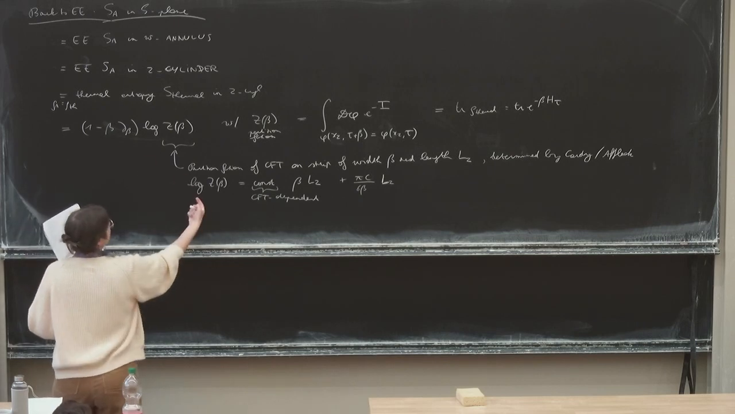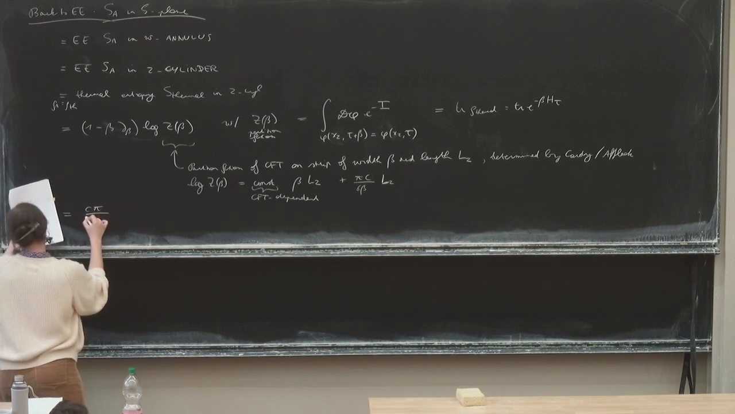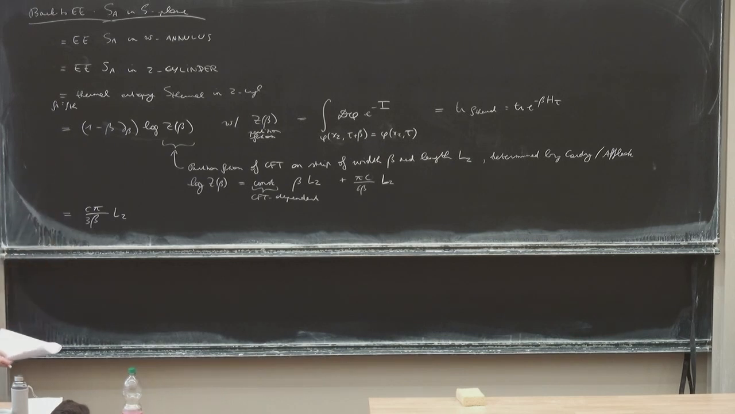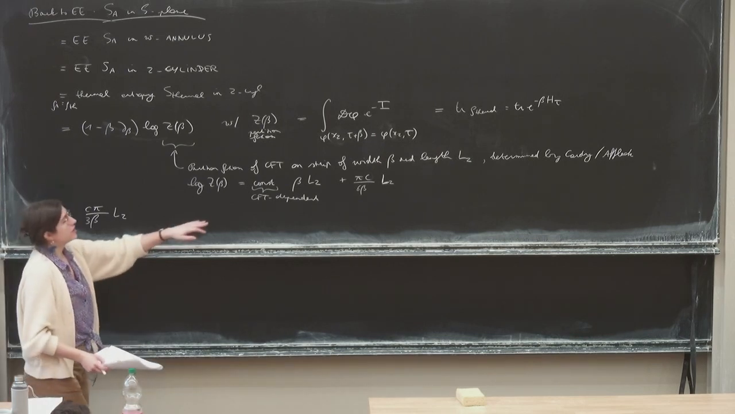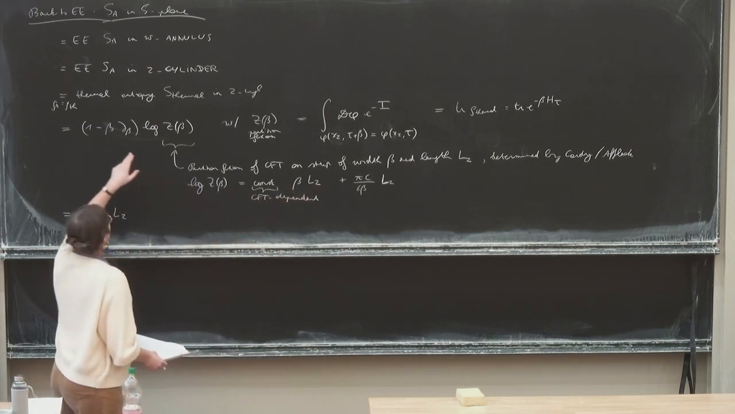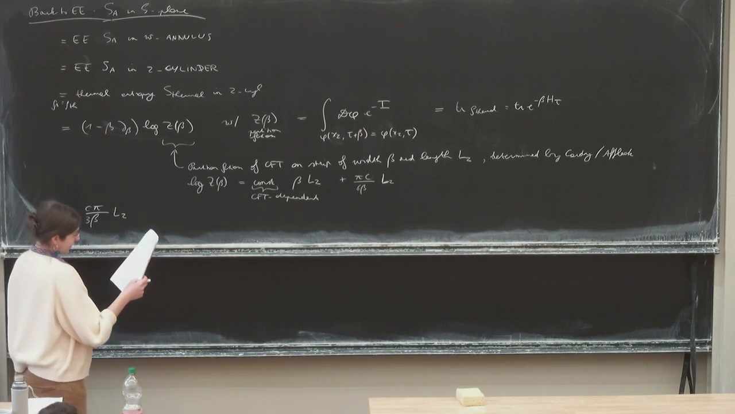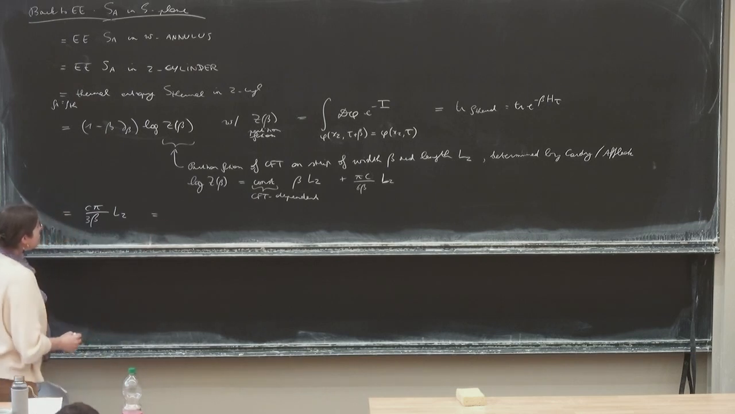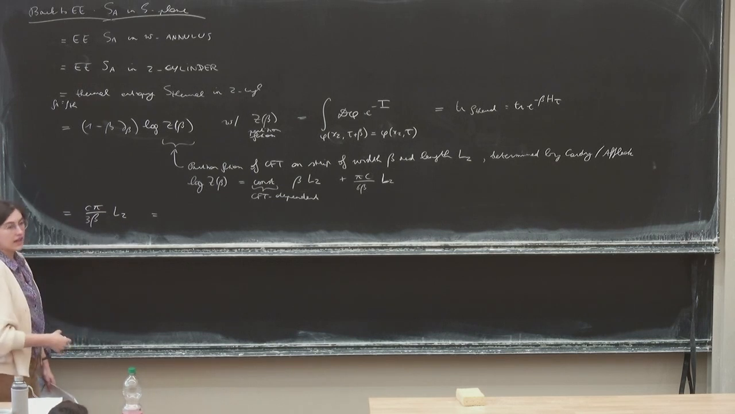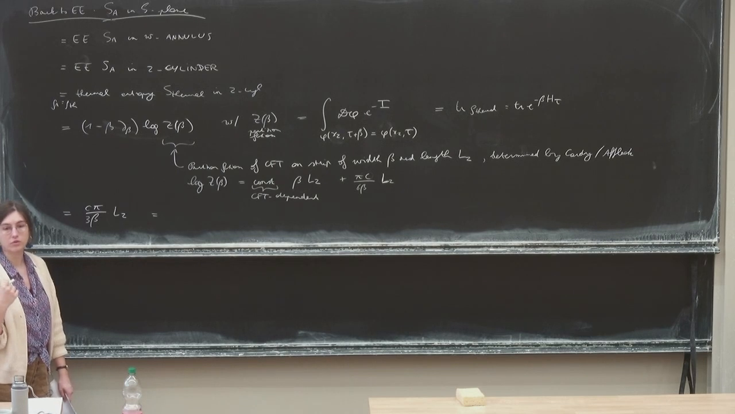So if you plug that result into the thermal entropy formula, you get this expression. The CFT-dependent constant doesn't contribute because it's a term linear in beta, and that drops out of this operation here. And so now all you have to do is write the length of the cylinder, again, in terms of the original length of the interval, which is what you were interested in.